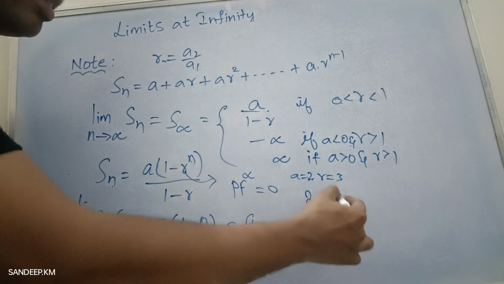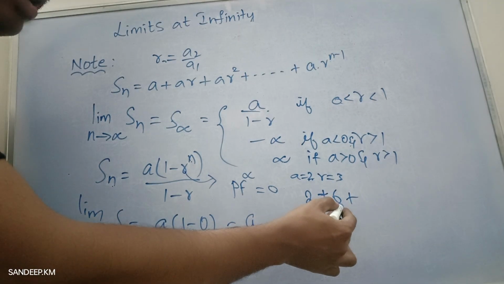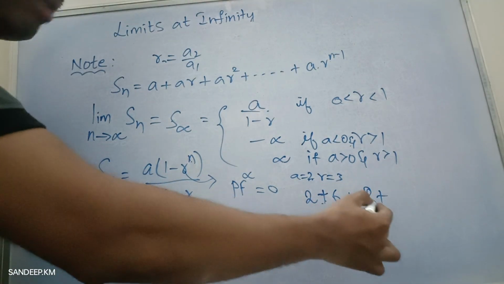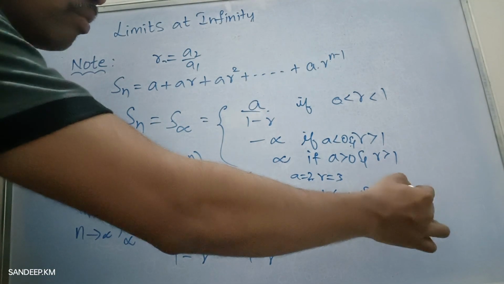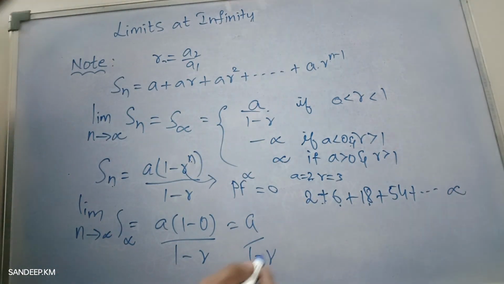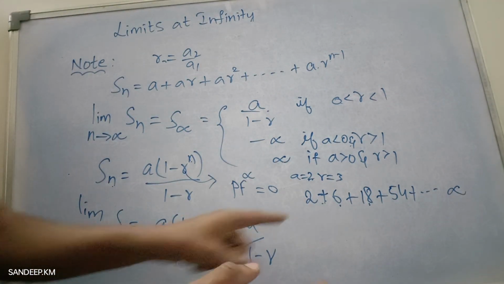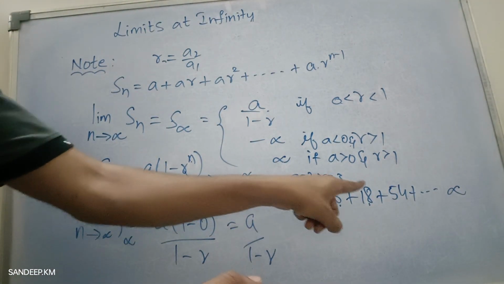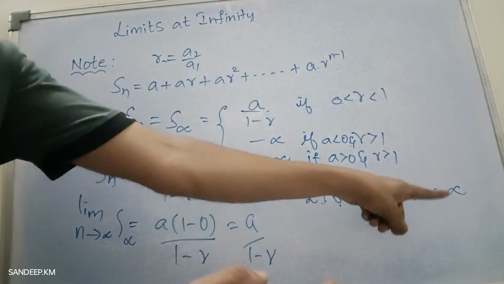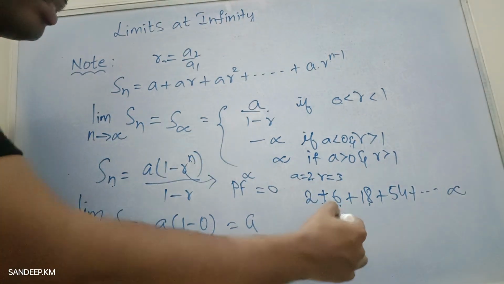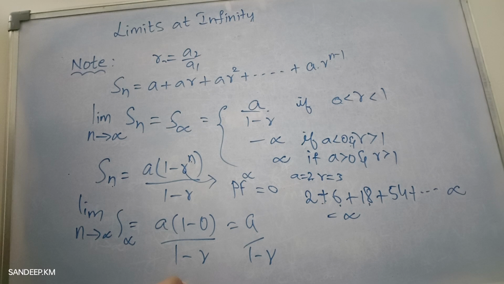So 2 into 3, 6. Again multiply the common ratio to this, 18. Again multiply the common ratio to this, 54. And so on to infinity. It just takes common sense. 2 plus an increasing number 6 plus an increasing number 18 plus and so on up to infinity. What is the sum? Obviously the sum approaches infinity only.